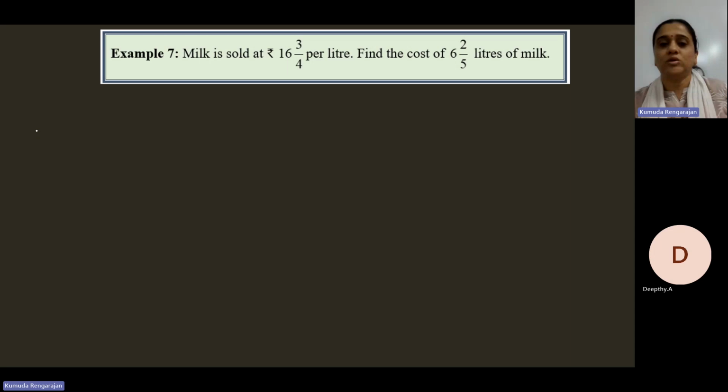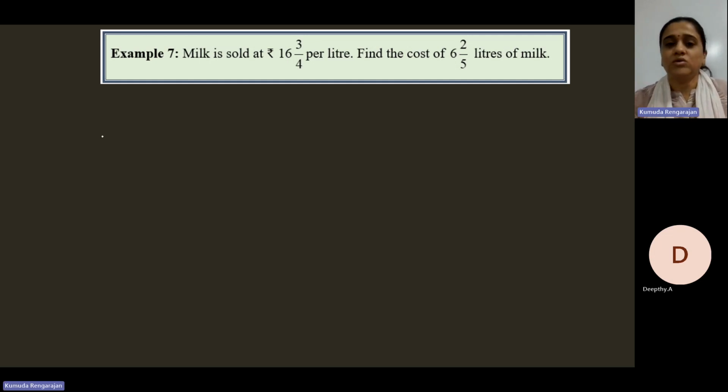Okay, so look at this question. Milk is sold at rupees 16 3/4 per liter. Find the cost of 6 2/5 liters of milk. We'll not write anything now. We'll just understand a bunch of questions and answers, and then you can start writing.